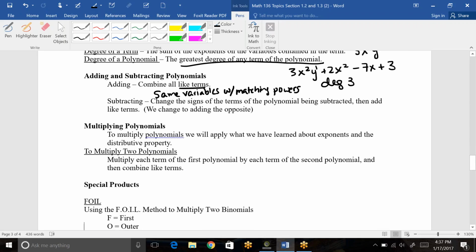Multiplying polynomials we'll also go over in this video. That means that we are distributing. The distributive property says that if you have something on the outside of a sum or a difference, if it's being multiplied by the whole thing, another way of doing that is multiplying the outside by each part inside. So this would be AB plus AC.